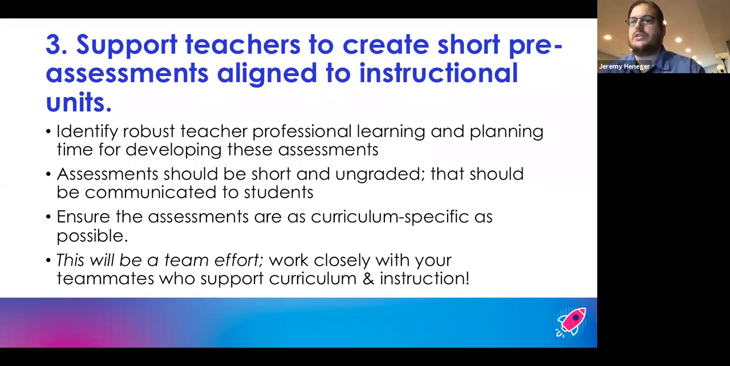So those pre-assessments can be tailored, but they're really going to be an important part of that, because it's going to be a part of the formative assessment process. And those should be short and ungraded and as specific as possible for curriculum.